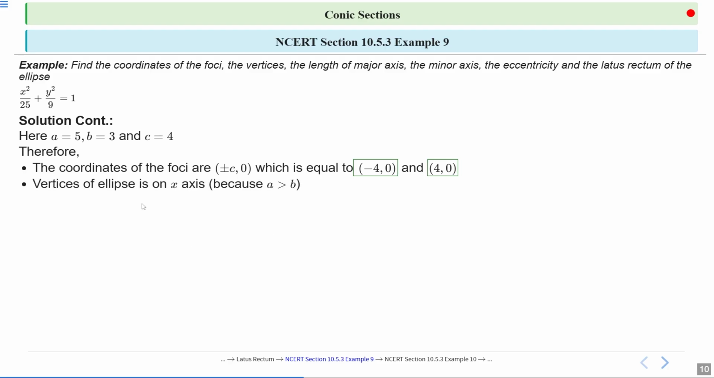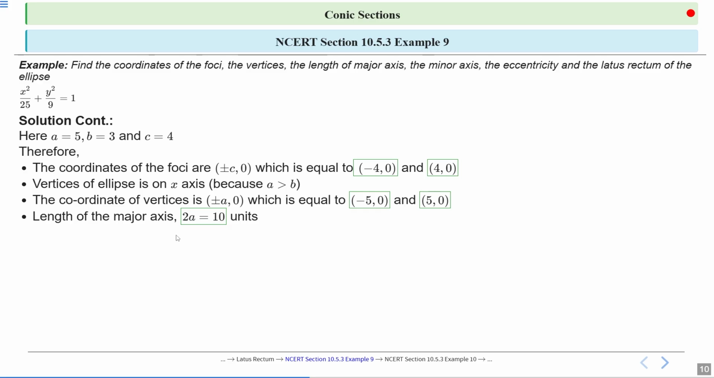And now the vertices of the ellipse lie on the x-axis. Since here a is greater than b, the major axis is along x-axis, so the vertices should be on the x-axis. So the coordinates of the vertices are plus minus a comma 0, which is minus 5 comma 0 and 5 comma 0, since we have a is equal to 5.